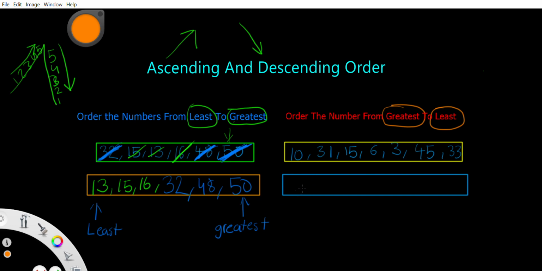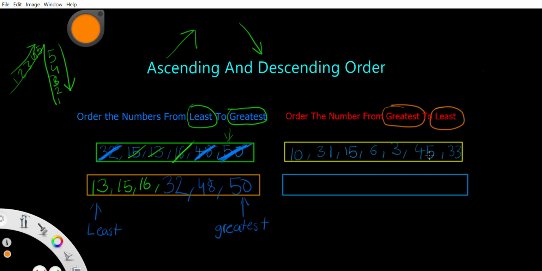Okay, so let's get started. We know that 10 is smaller than 31, so 10 is not going to be the greatest. And we know that 31 is greater than 15, so 15 is not going to be the greatest. And 31 is bigger than 6, so 6 is not going to be first here. And 31 is greater than 3, so it's not going to be 3.